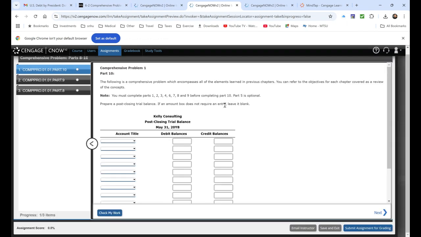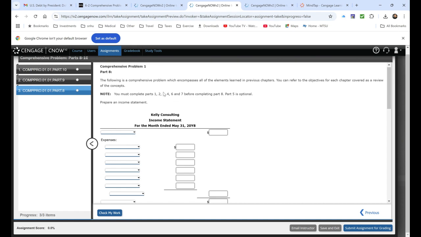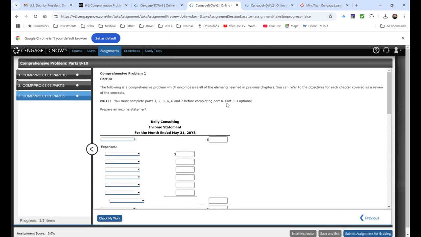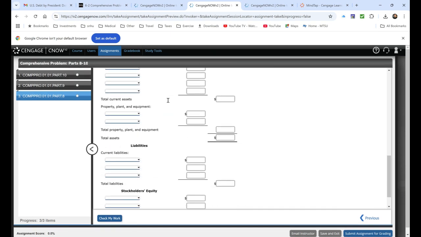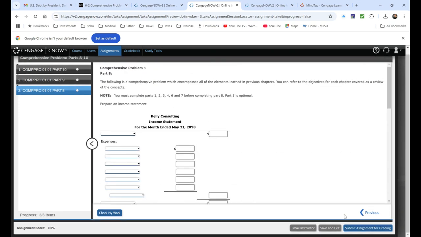You're going to get a spreadsheet here. Let's look at part 8. You would have had to complete the first 7 parts. So this is the third part of this comprehensive problem. There'll be a spreadsheet on part 8 that you will use to prepare.